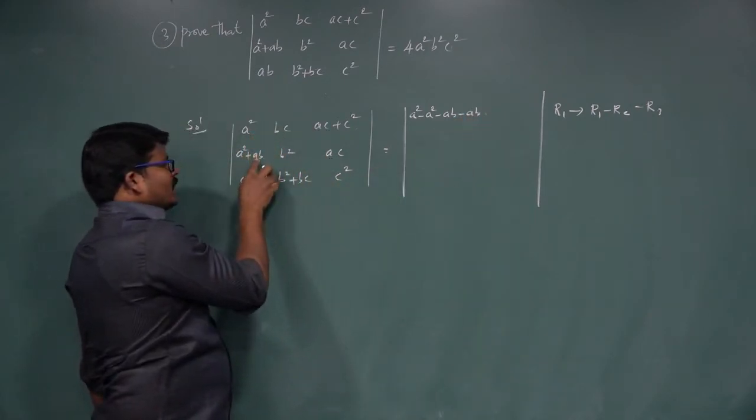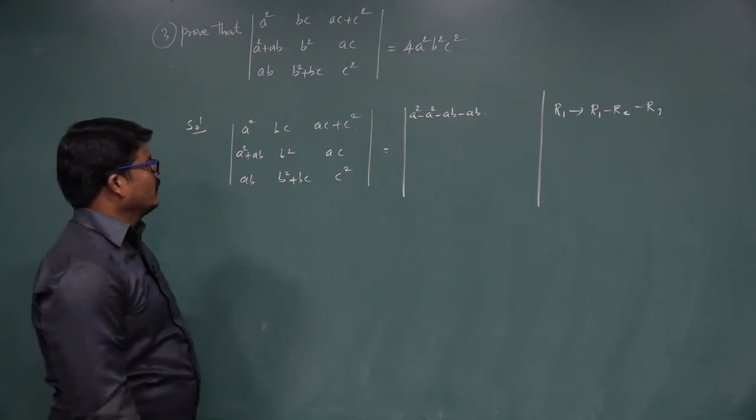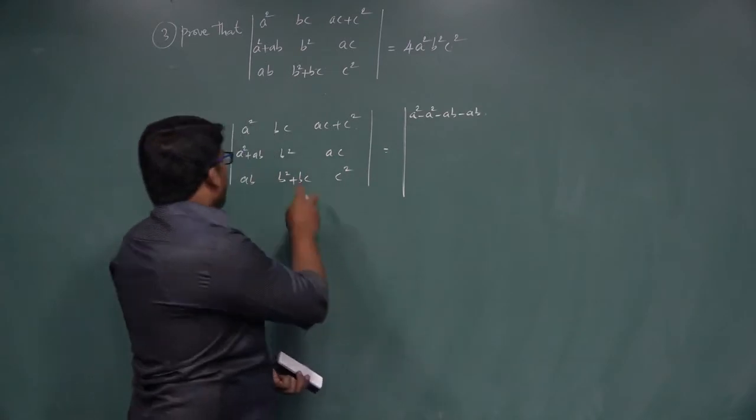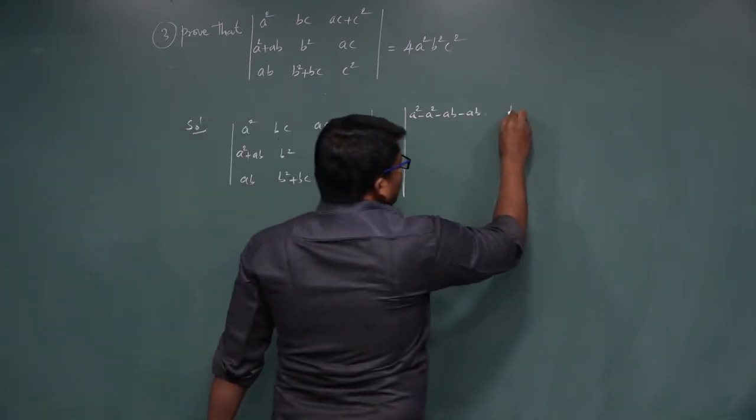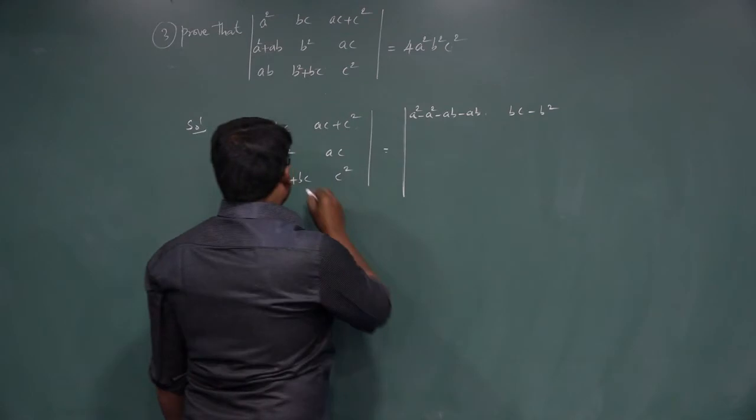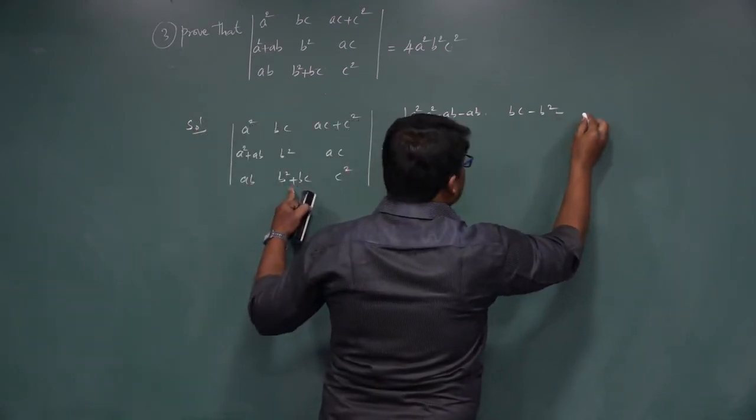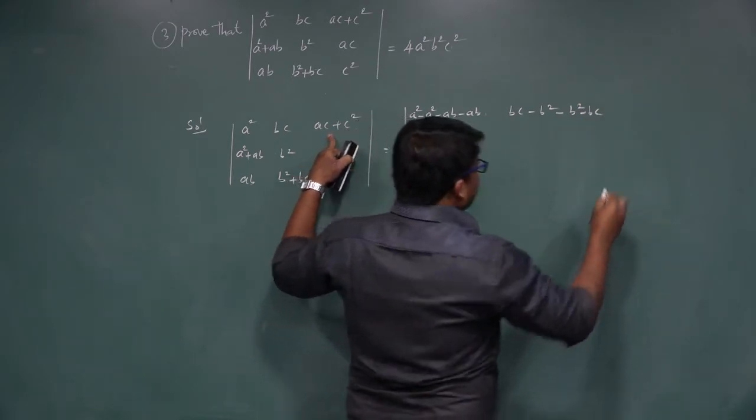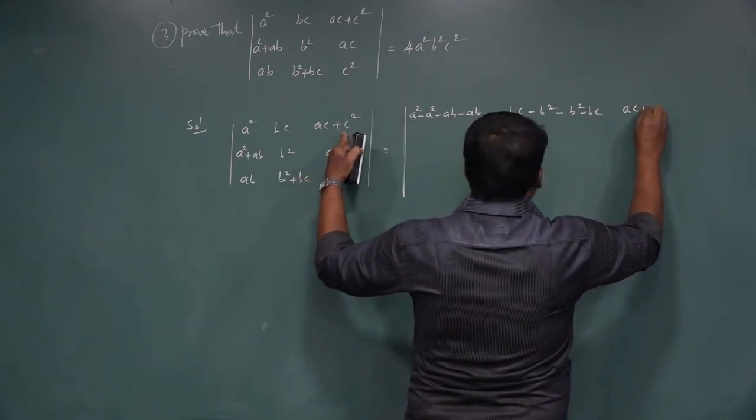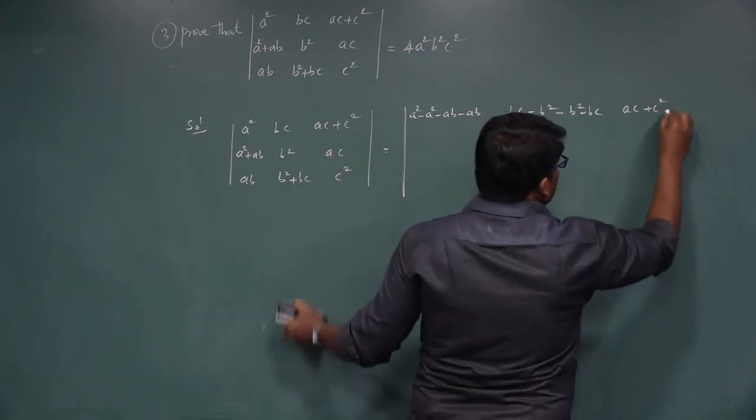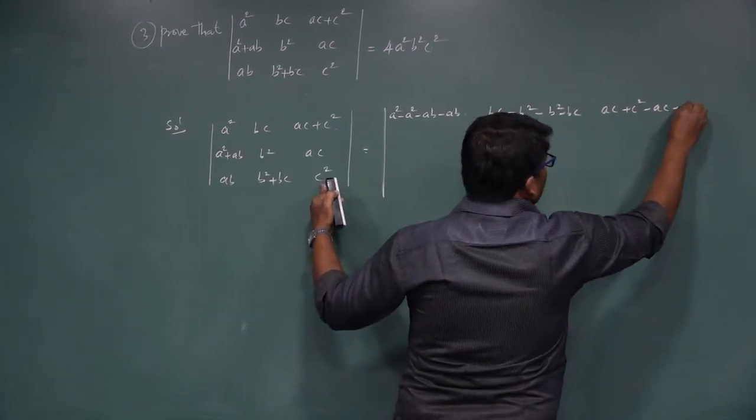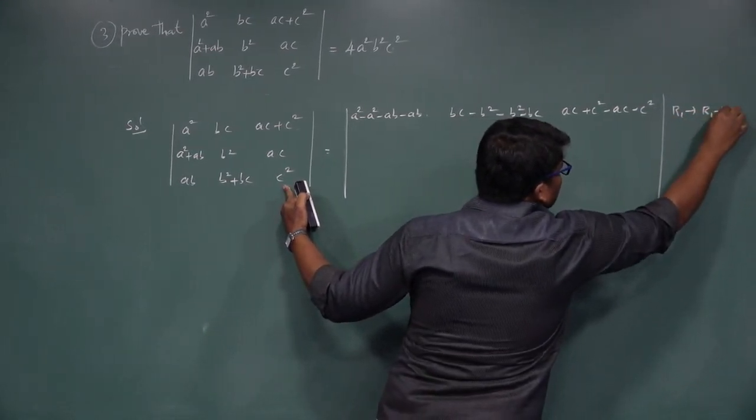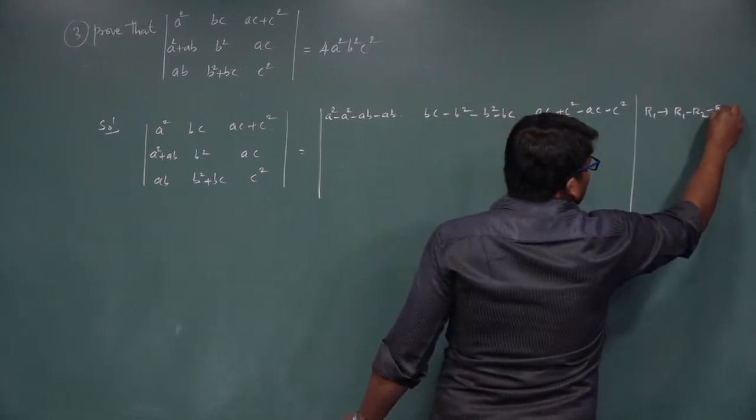This is r1 minus r2 minus r3. The first one. The second, bc minus b square, bc minus b square minus b square minus bc. And third one, ac plus c square minus ac minus c square. This r1 gives r1 minus r2 minus r3.